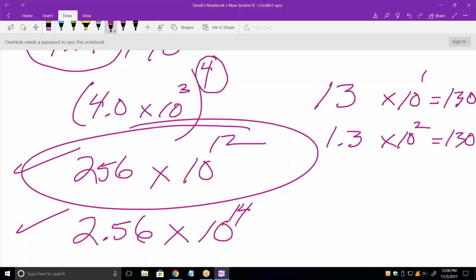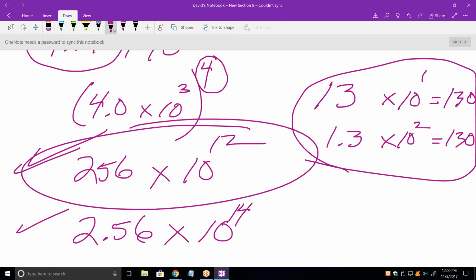And that's the key. So what I'm really trying to teach you here is you don't really have to memorize these rules. All you have to be able to do is solve it for small numbers, like 10 to the 1 and 10 to the 2. Because sometimes you're going to get a problem like this.